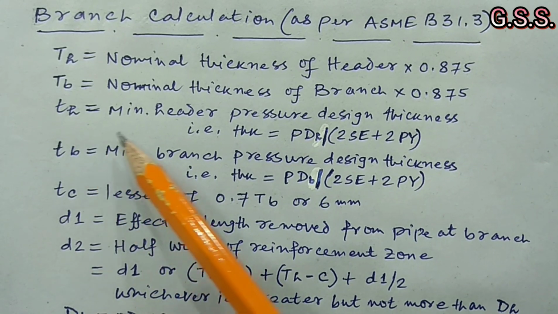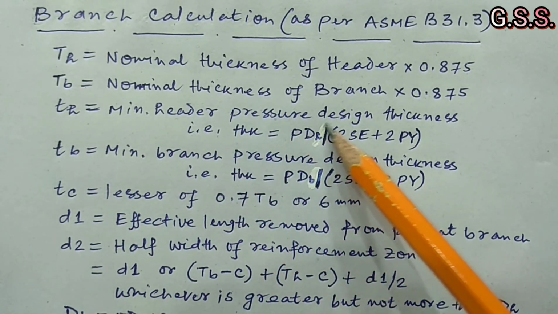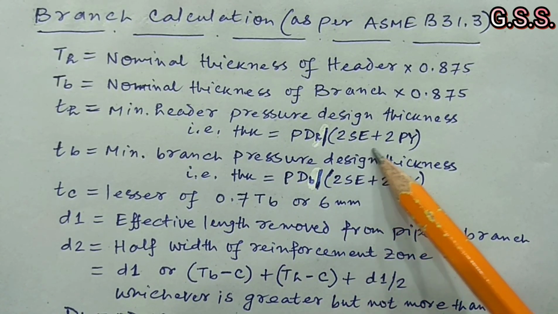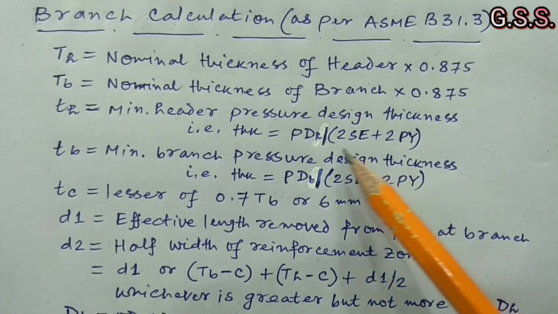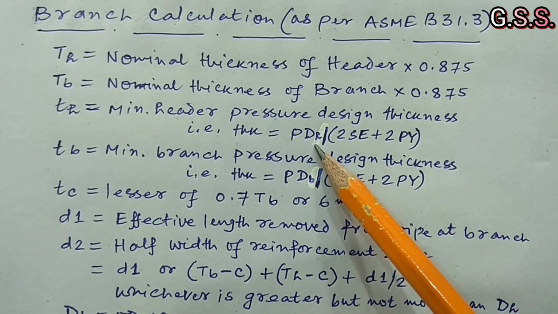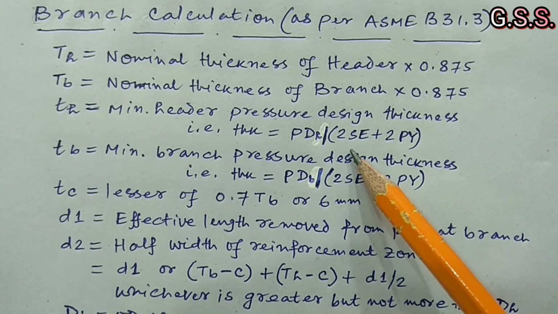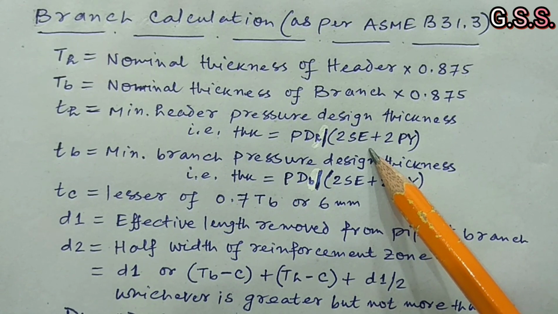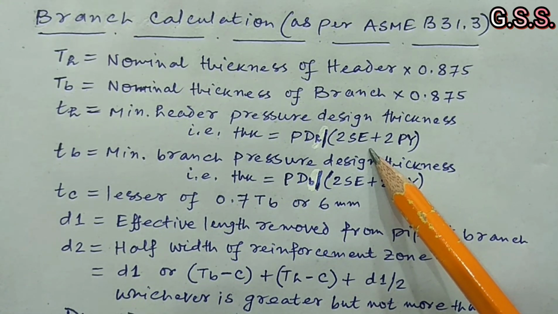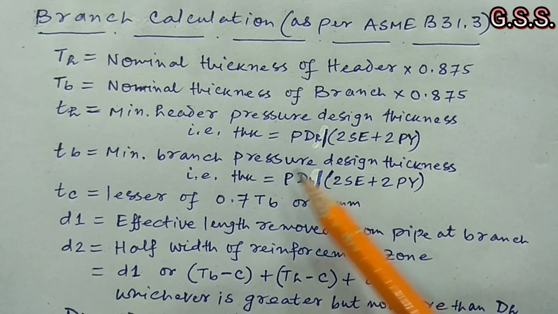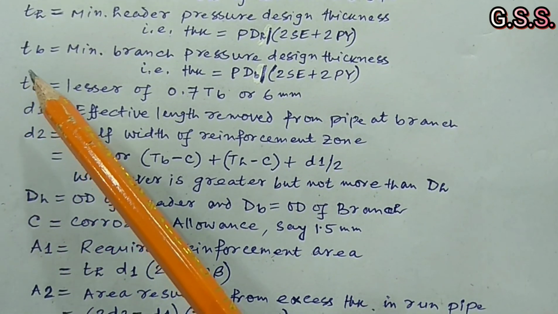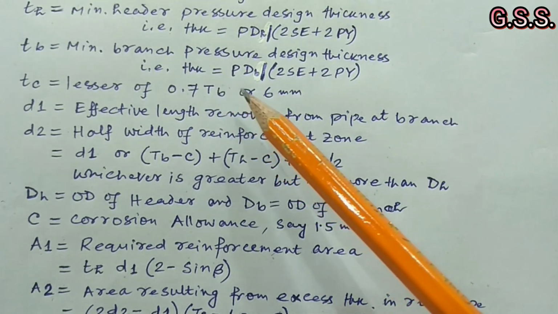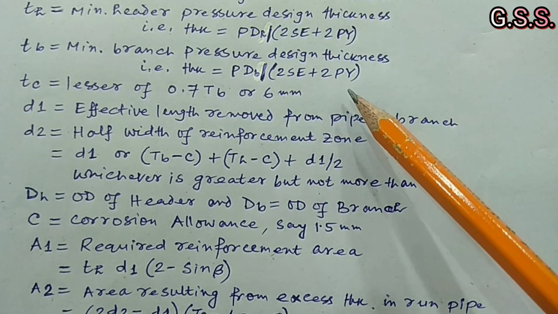Small th equals minimum header pressure design thickness. That means PDH divided by 2(SE plus PY). P is the internal design pressure, DH equals OD of header pipe, S is allowable stress, E is joint efficiency, that means 1 for seamless pipe and 0.85 for ERW pipe. Small tb is minimum branch pressure design thickness equals PDB divided by 2(SE plus PY).